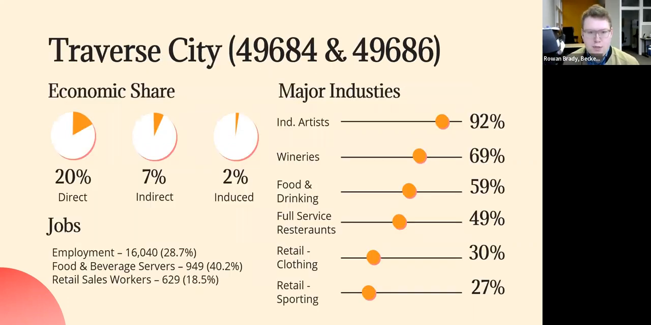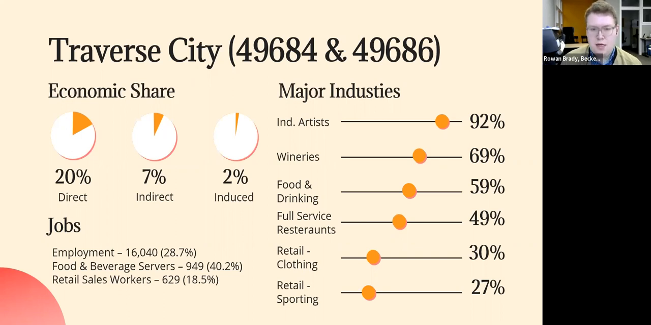In Traverse City, which for the purposes of this data analysis we're defining as the 49684 and 49686 zip codes, looking at the economy of these two zip codes, 20% is directly dependent on tourism. Thinking back to where our perceptions were, it's actually quite lower than what the group came to a consensus on, about 66%.